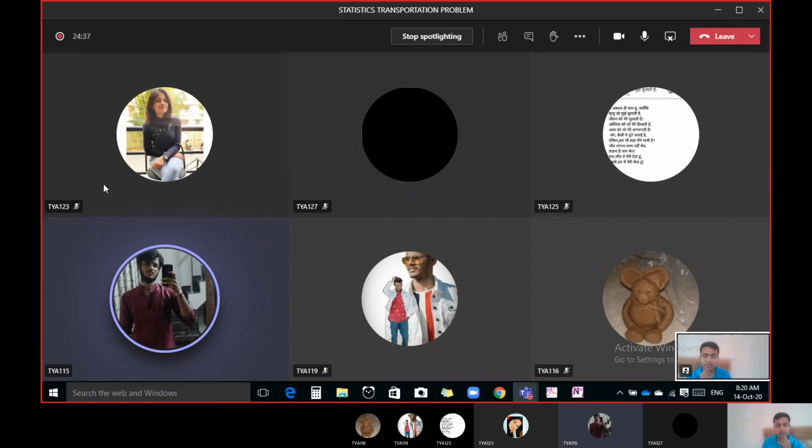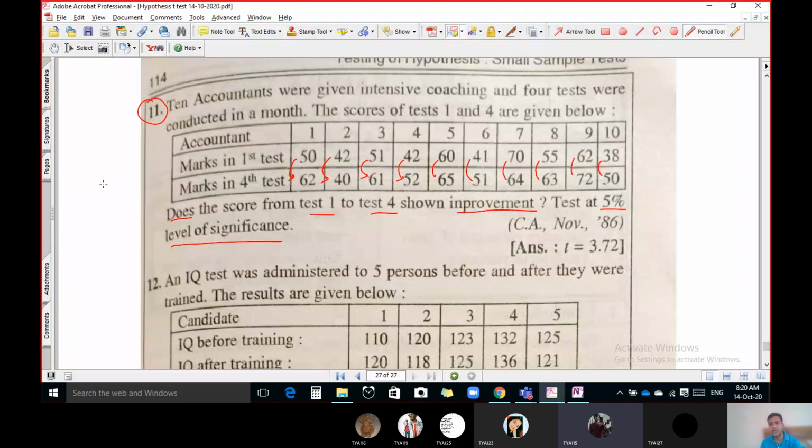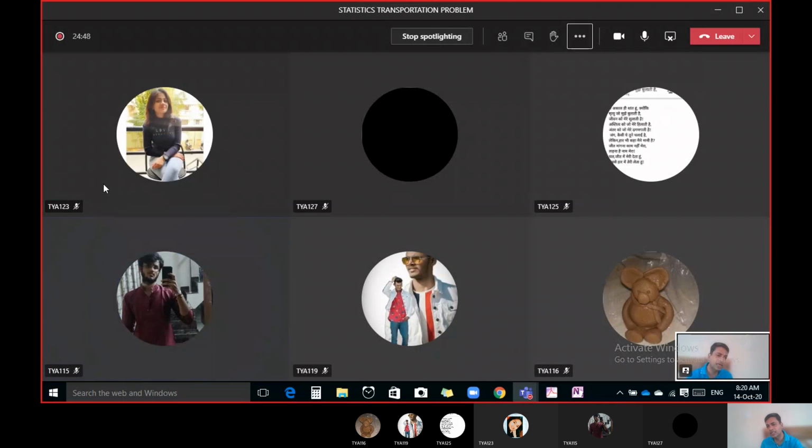सर इसमें हमको सब में दिया है कि कोचिंग के पहले के मार्क्स और कोचिंग के बाद के मार्क्स दिए, तो कोचिंग इज आवर एक्सपेरिमेंट. करेक्ट, सही है. इतना बाकी के लोगों को समझ में नहीं आया था, ऐसा था क्या?